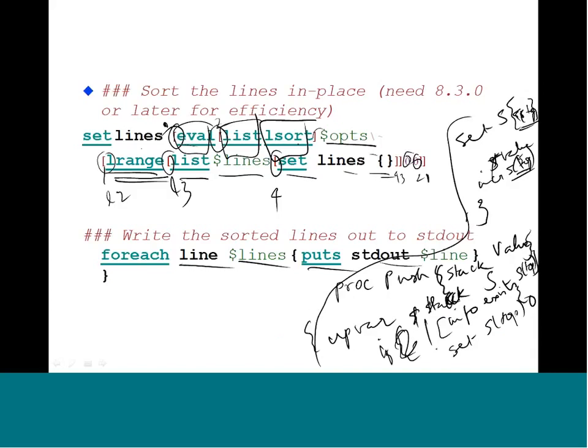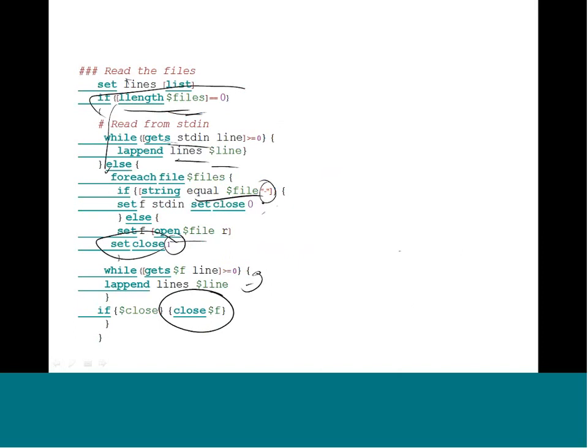And then here is where we sort the lines, and this is in-place sorting. What we do is we set those lines, which is this particular array here.